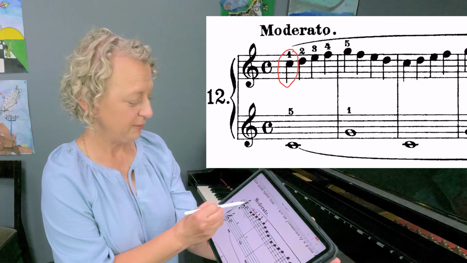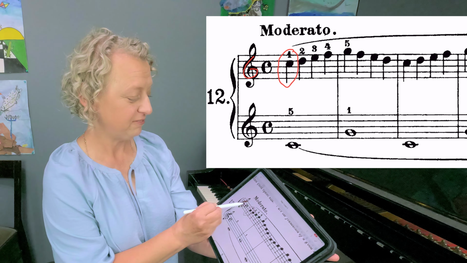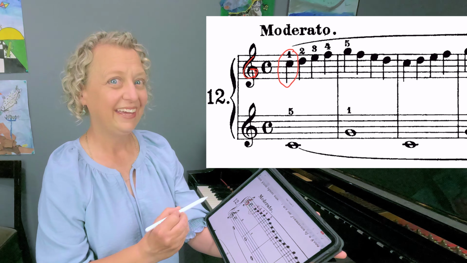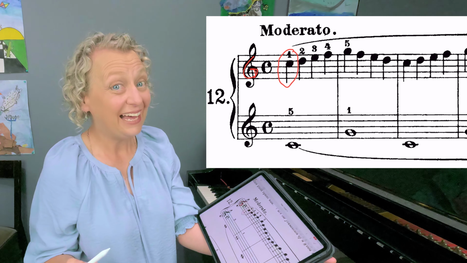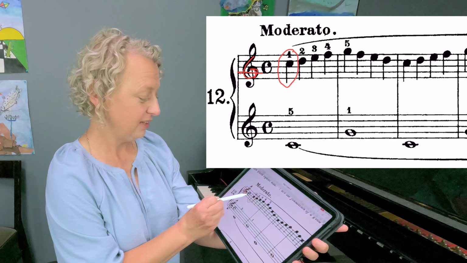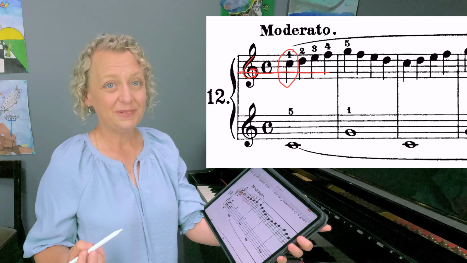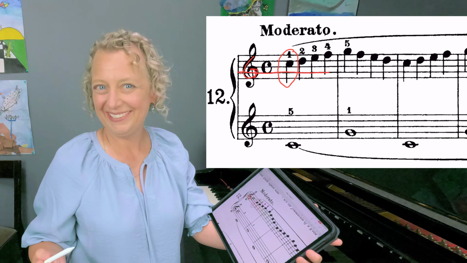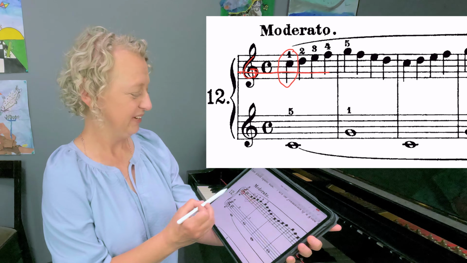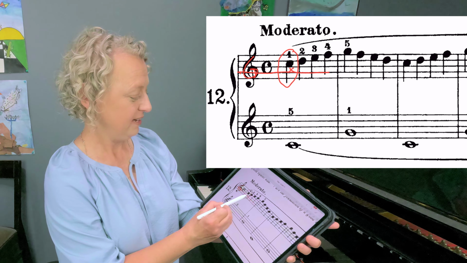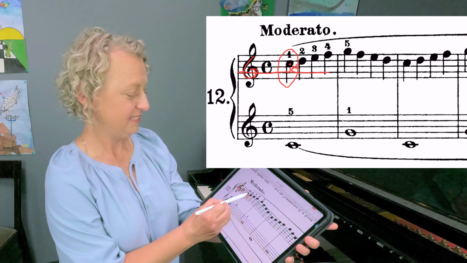Remember that treble clef is really just a fancy letter G, and it circles the line that is the note G. So from here, we can start from the G line and count up using our music alphabet. G, A, B, C.